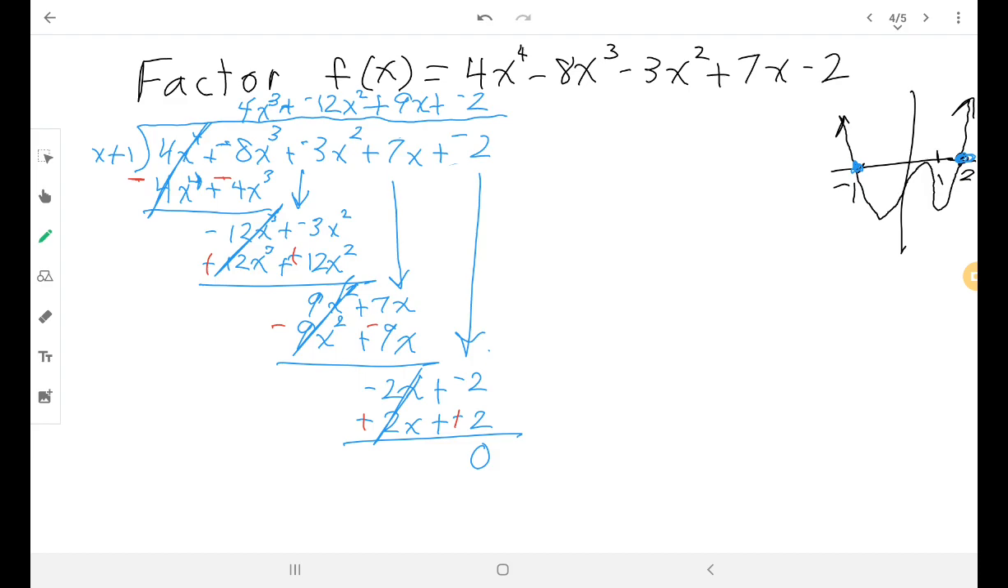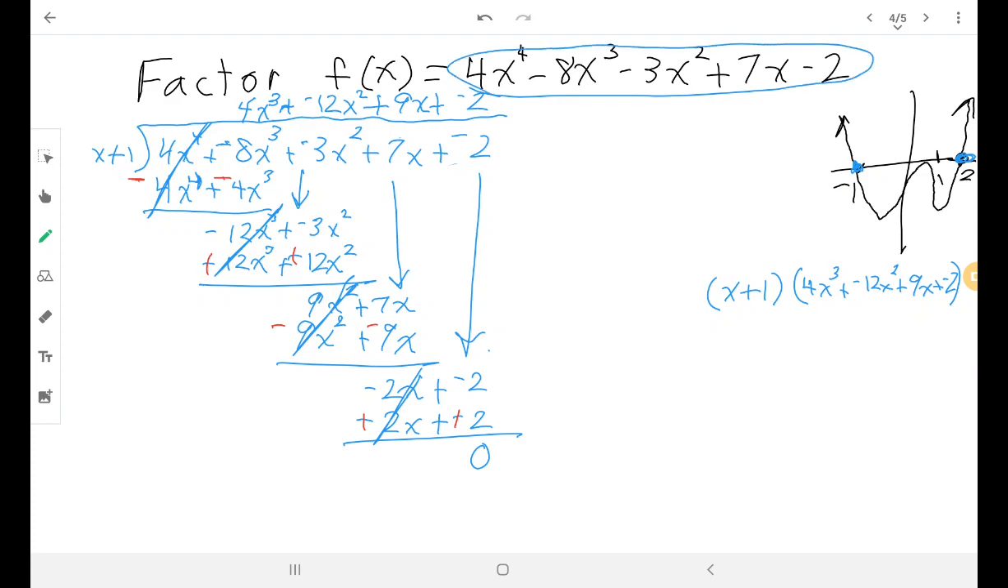Okay? So what that tells us, and I'm going to put that kind of over here, is that if I did x plus 1 times this big long thing here, 4x cubed plus negative 12x squared plus 9x plus negative 2, if I multiplied those two together using distribution, I would get that right there. That's why they're factors. Okay?